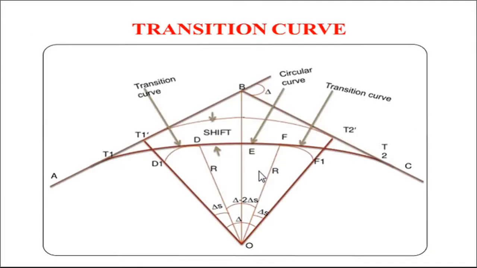So this is a sketch of a transition curve. Here, between point D to F there is a circular curve. Then from D to T1 there is a transition curve, and from F to T2 there is a transition curve. So in between, we are providing the transition curve in the beginning and at the end of the circular curve.